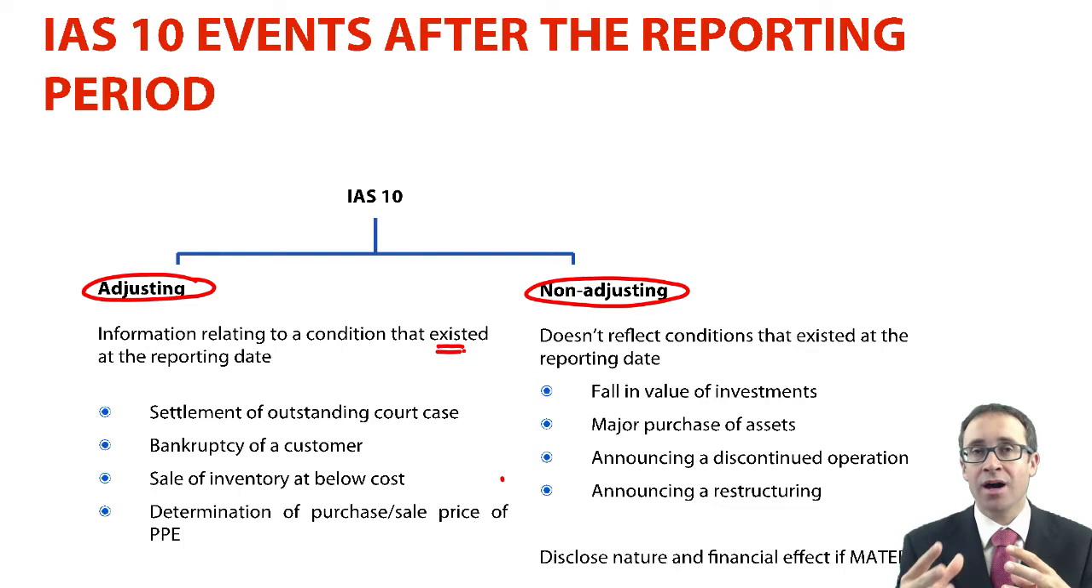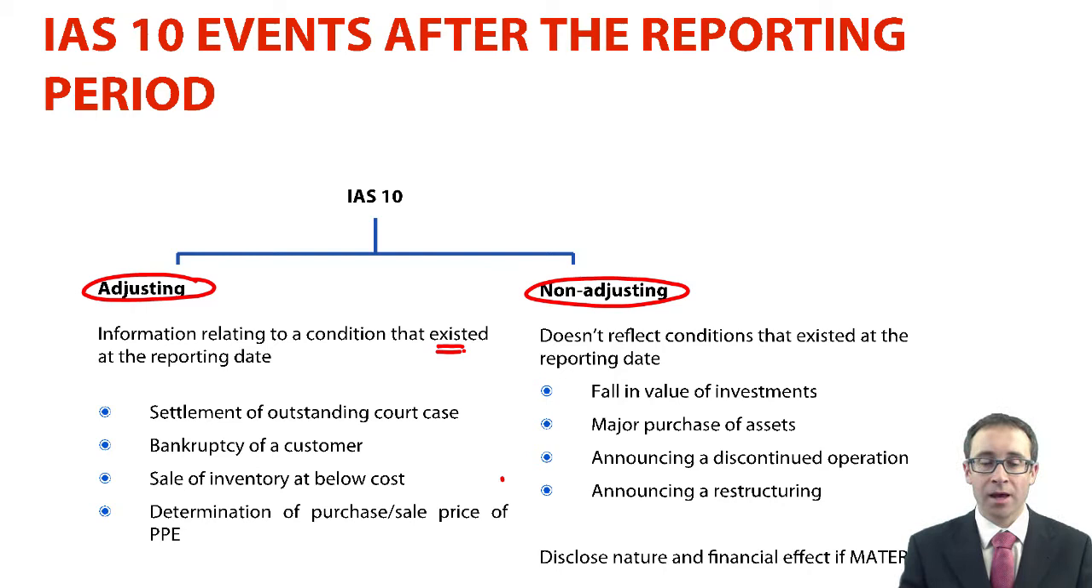The other scenario is maybe the bankruptcy of a customer. If your customer has gone bankrupt, they don't just go bankrupt overnight. The standard assumes that the customer was struggling at the reporting date. So we should impair the value of that receivable, tying into IFRS 9 and impairments of financial assets. It could be that if they're bankrupt, we write it off in its entirety.